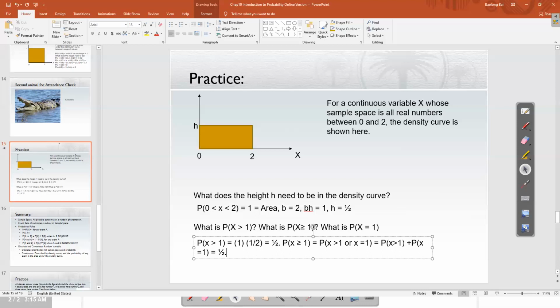I mean, we go through this trouble to figure it out, but you can just go ahead and say, hey, from 1 to 2, it doesn't matter if you include that 1 or not. It's the same thing. It has the same area, right? And the probability of x equal to 1 equals 0, right? Okay.